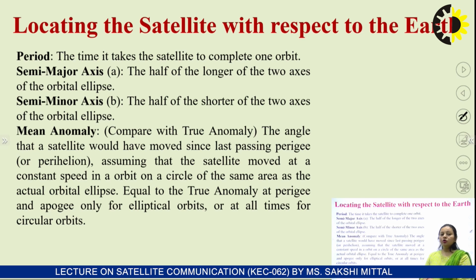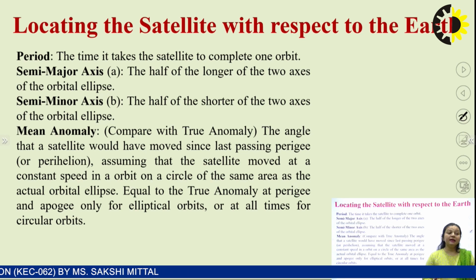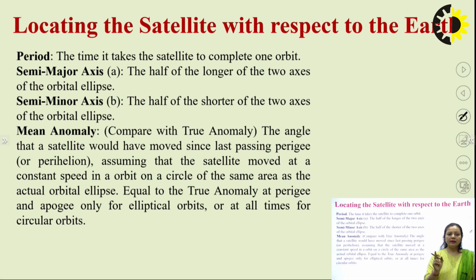Next is the period. Now, what do we mean by the period? The time it takes the satellite to complete one orbit is called the period, or time period, which is generally denoted by T. When a satellite is moving in an orbit, it can be a polar orbit, an equatorial orbit, or an inclined orbit. Whatever time it takes for the satellite to complete one orbit, that means from where it started to reach that same point again, we call that time the time period.